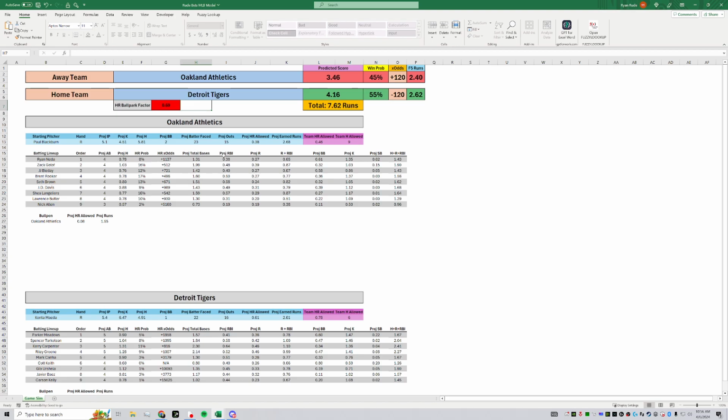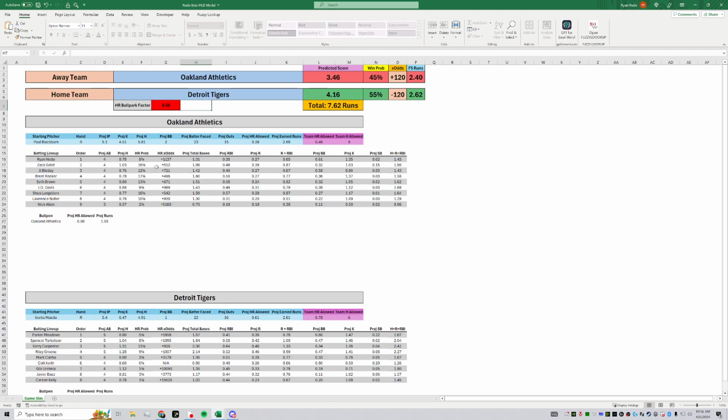Projected total bases, projected RBIs, runs plus RBIs, projected walks. So if you want to take a guy to get a walk, Ryan Noda might be a good guy to take. He's got a 60% chance to get a walk here essentially. Projected strikeouts, he's projected to strike out 1.35 times, stolen bases, and then hits plus runs plus RBIs. The bullpen stats down here are just more for the general outputs. You don't really need to look at them for anything. But yeah, that is a general breakdown.